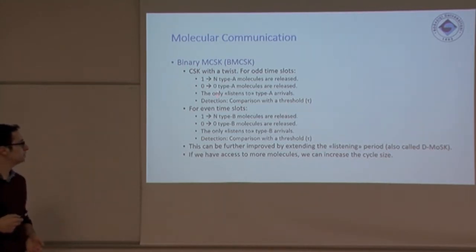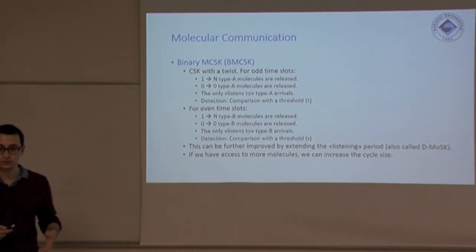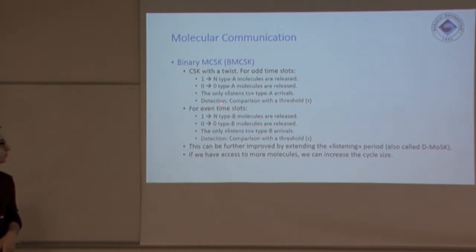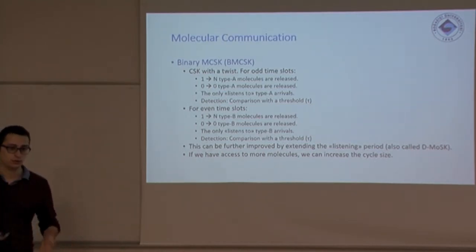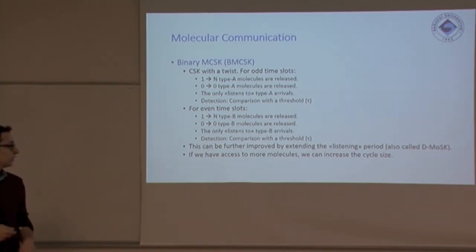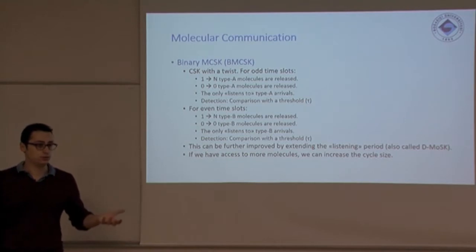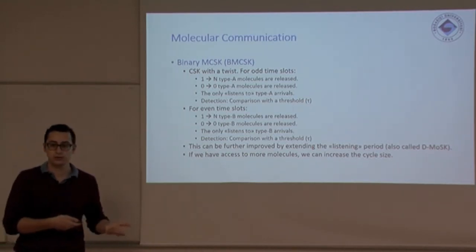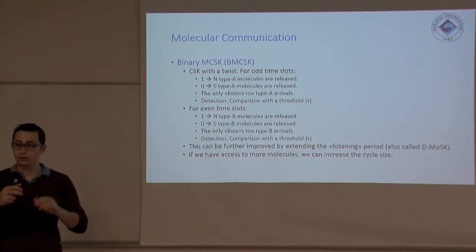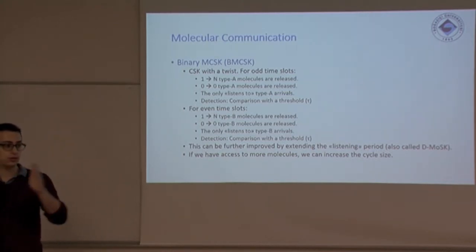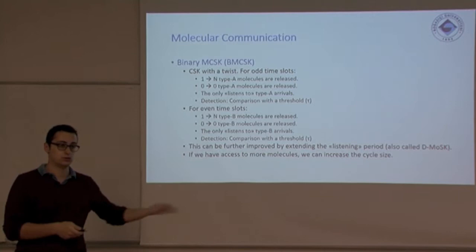The receiver only listens to A-type arrivals for the odd time slots, and only listens to the B-type arrivals for even time slots. So detection is, for odd time slots, a comparison with the threshold tau for type A molecules, and for the even time slots for type B molecules. This is another way of using the two molecule types. In terms of encoding the information in the type of molecules, we generate orthogonal channels, if you will, and make the receiver listen to the first channel in the first time slot, the second channel in the second time slot, the first channel again in the third time slot, and so on.